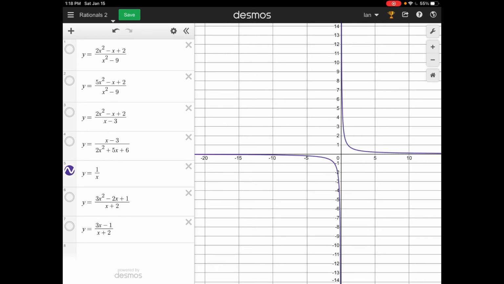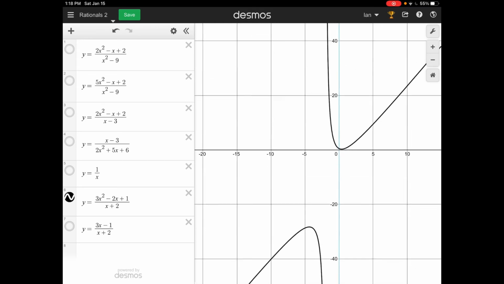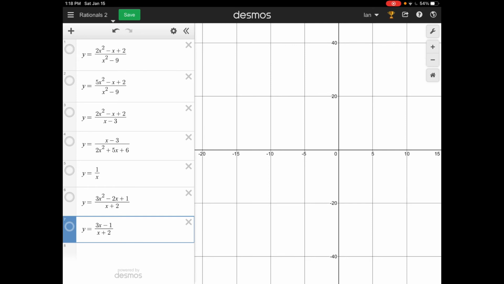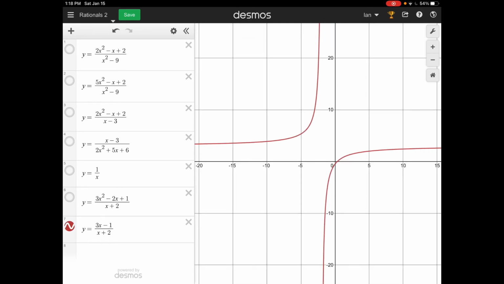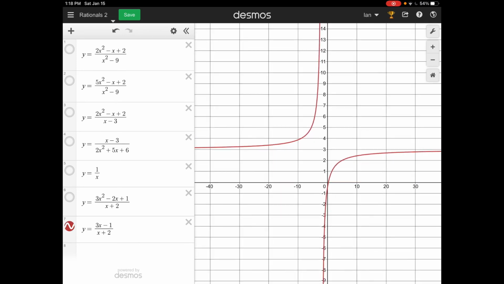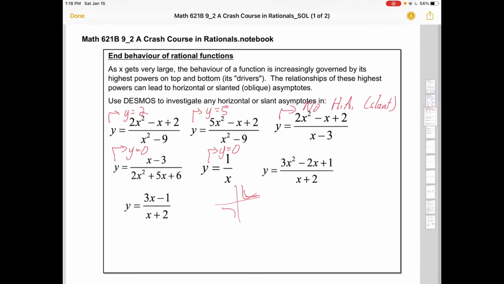Just in case we had any doubt, there's the butterfly. The next one, oh man, it appears to be another one of these slanted ones, so no horizontal asymptote. And while we're here, we might as well grab the last one. I'll have to play with my scale a little bit. Looks like it's closing in on 3, maybe, as we go to the far left and far right. No HA, or a slant. This one is going towards y equals 3.